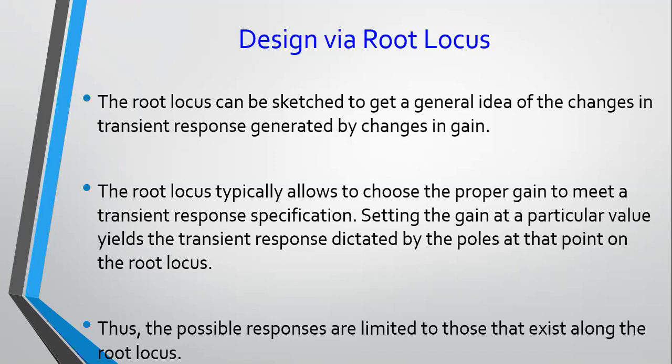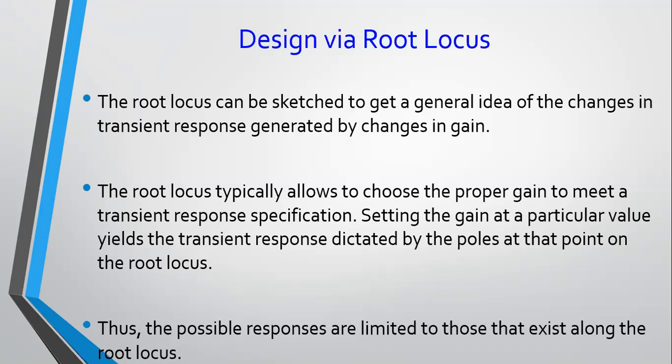So basically, setting the gain at a particular value means the transient response is dictated by the poles at that point in the root locus. The way we have discussed the root locus, as you vary your gain, you are traversing some paths on the complex plane. So you can set the particular point your system is operating at by choosing a particular gain K. Thus, possible responses are limited to those that exist along the root locus.